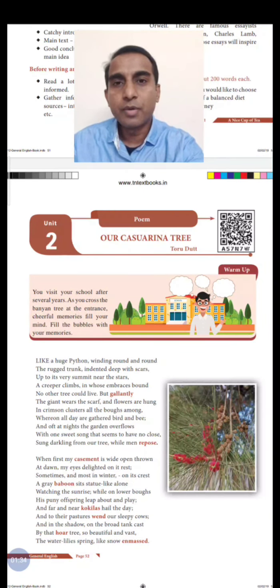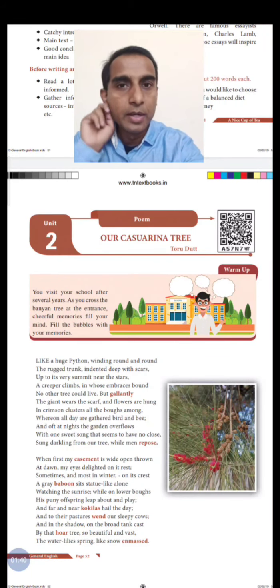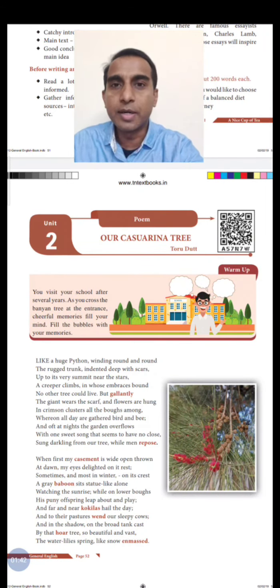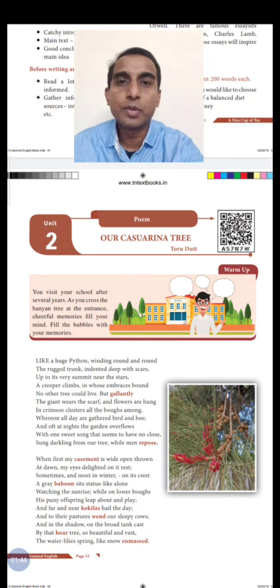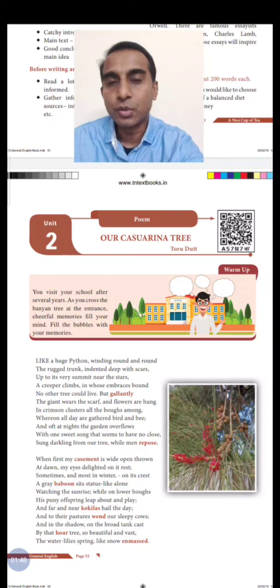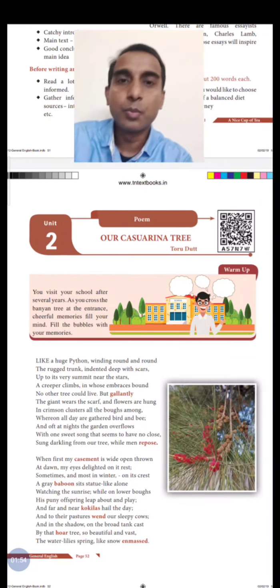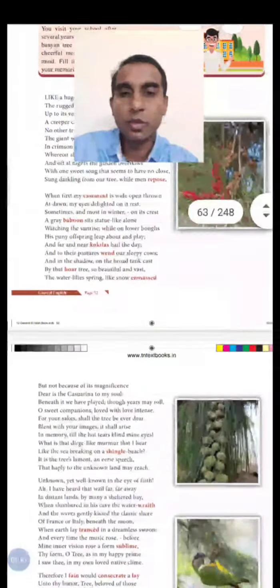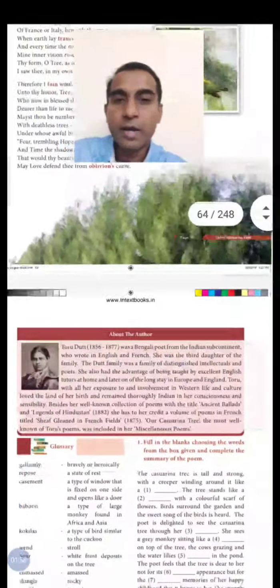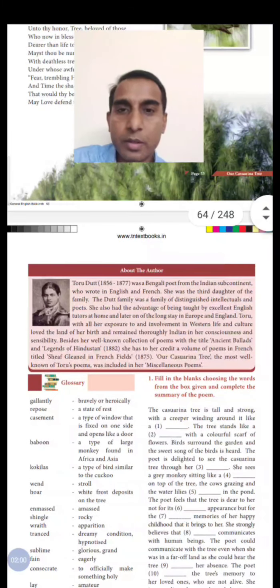As we learn poetry, we know that poetry is an imagination from the poet's point of view. So, through Our Casuarina Tree, she wants to describe certain things which make her think when she thinks about the Casuarina tree. Before we go in depth into the poem, let us learn something about the poet Toru Dutt. We'll go to the next page and you can find what is given about the poet.